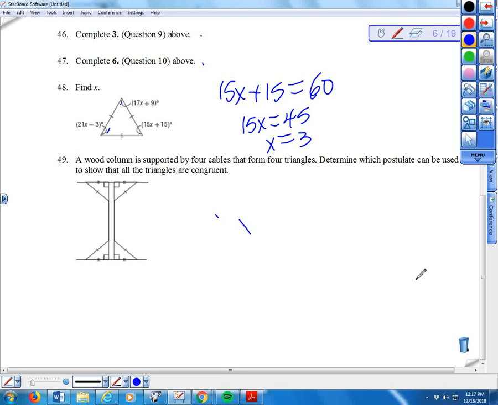Next problem. A wood column is supported by 4 cables to form 4 triangles. Determine which postulate could be used to show that all triangles are congruent. They're already marked for me. Could I use side, angle, side?